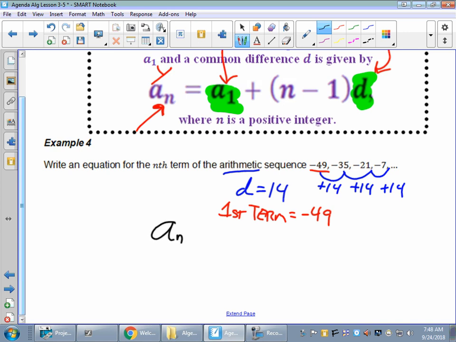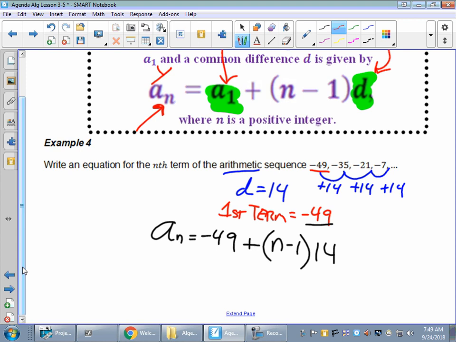So a sub n, and that's going to equal our first term, a sub 1, which we already know is negative 49, plus we've got n minus 1 times d. And we don't know what n is yet. N minus 1 times our d, our difference of 14. Okay, well, what do we notice here? We have a distributive property, okay, because we've got parentheses and we've got the 14 on the other side. And it is okay to rearrange these two and put the 14 in front, and sometimes you really see that distributive property come out for us.